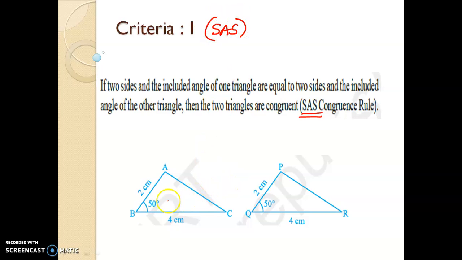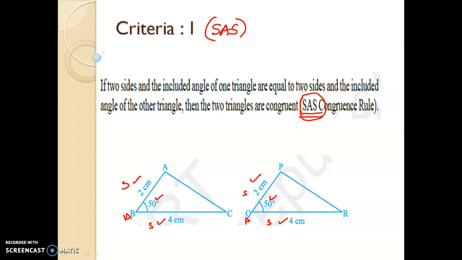Look at the diagram here. Here ABC is one triangle and PQR is another triangle. Here one of the angles is 50 degrees, and this 50 degrees is included between the sides 2 centimeter and 4 centimeter. What about here? In this triangle also this 50 degrees is included between the sides 2 centimeter and 4 centimeter. Therefore side angle side. So two sides are equal, and at the same time they include the same angle between them, then the triangles are congruent under SAS criteria. Okay, so that is the first criteria, SAS.